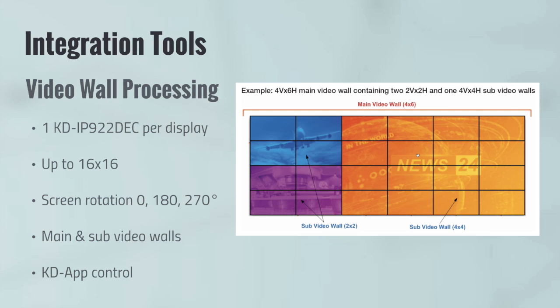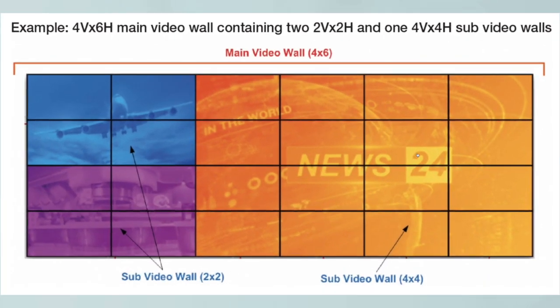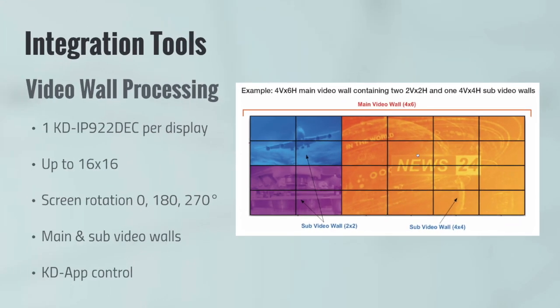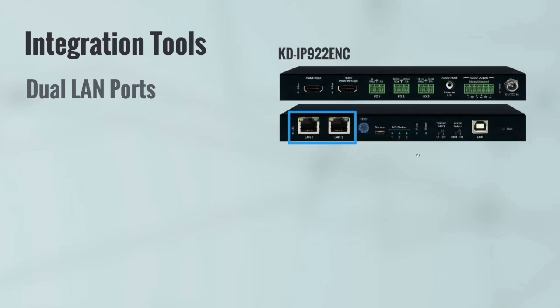And really cool feature is you could build main and sub video walls. So within one main video wall, 4x6, you have the blue, purple, and orange sub video walls. And that's all very easily controlled and managed by the end user using the Key Digital app. They're able to just drag their finger to control that video wall, which is really, really impressive. And a really sought after feature leading people to use Key Digital's AV over IP system.